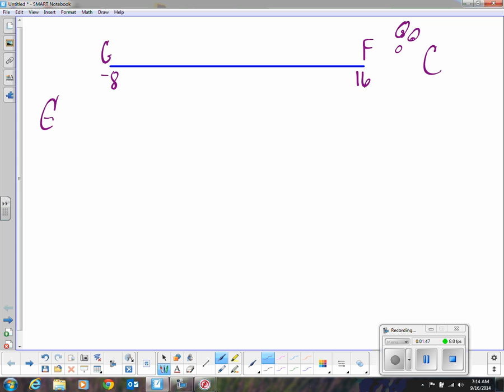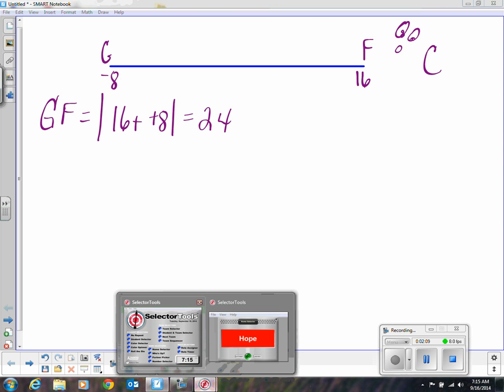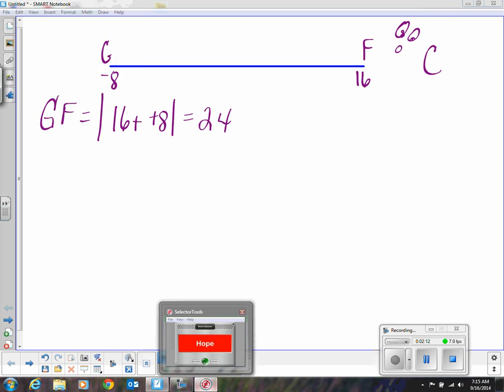Yes, so we're going to have to find the length of GF first, and how do we do that? Okay, how do we do it? Subtract. So we could say 16 minus -8, which is going to be a positive 24. So now once we get the length, what do we do with our fraction? Let me ask you this: once we get our length, what are we going to do with our fraction?